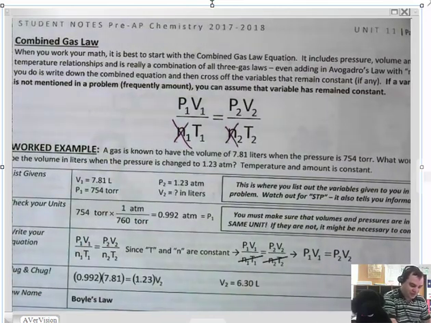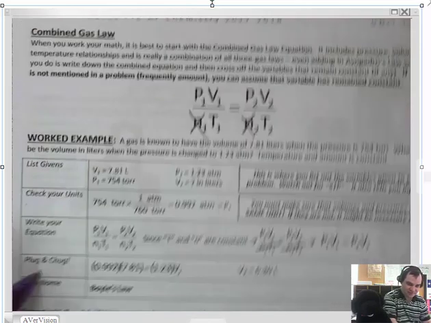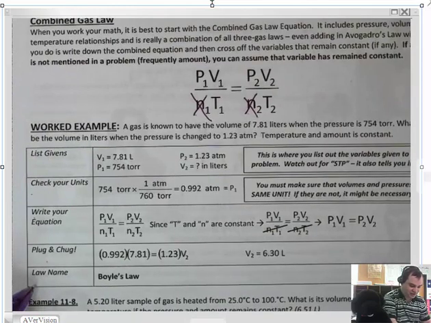Okay? So here's a worked example. What you have to do here is list your givens, check your units to make sure they're all the same, write your equation, cross out anything that's constant, plug in the numbers, and then write down the gas law name.